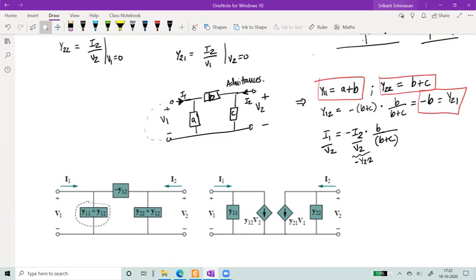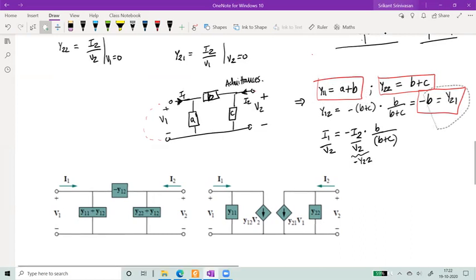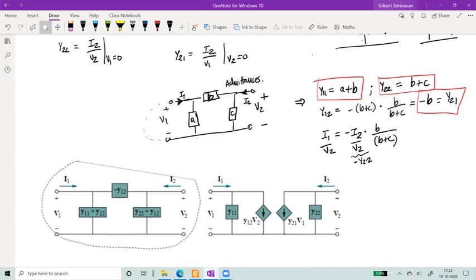So this is Y11 plus Y12, because A is equal to Y11 minus B, right? Over here, A is Y11 minus B, and the minus B is plus Y21. So essentially this is Y11 plus Y12 or Y21. And similarly, this is Y22 plus Y12. And this is the simplified network for a reciprocal system.